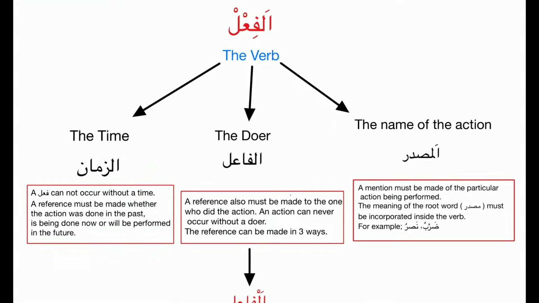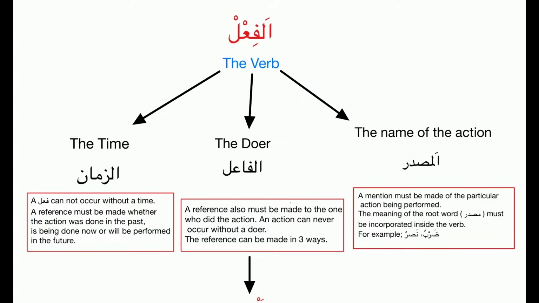So look, every fi'l has to have three things: the time, the doer, and the name of the action. If one is missing, it's not going to be the verb. It's not going to be fi'l.